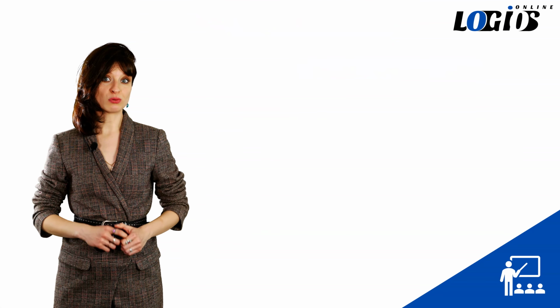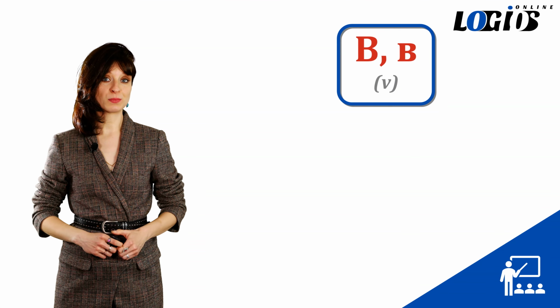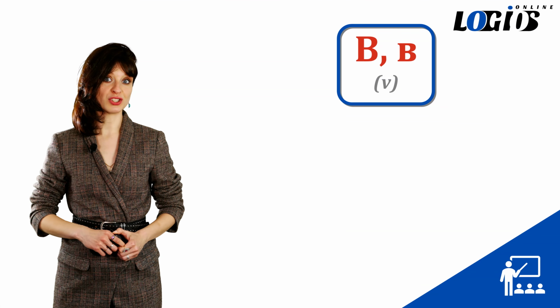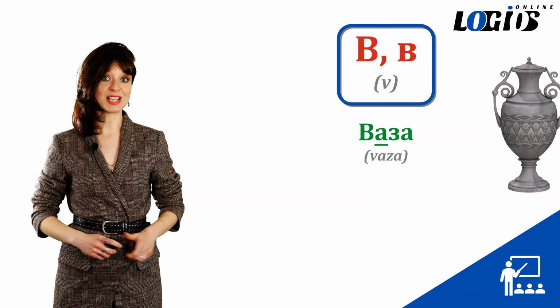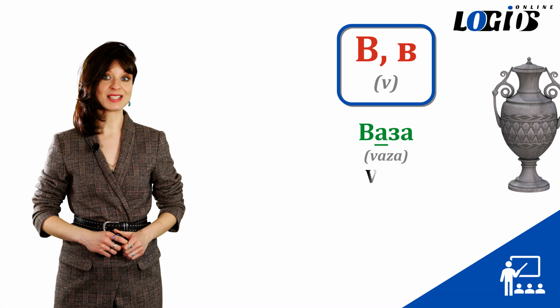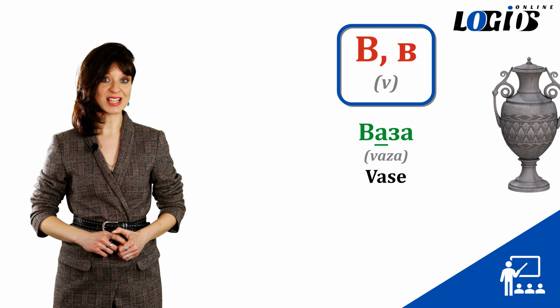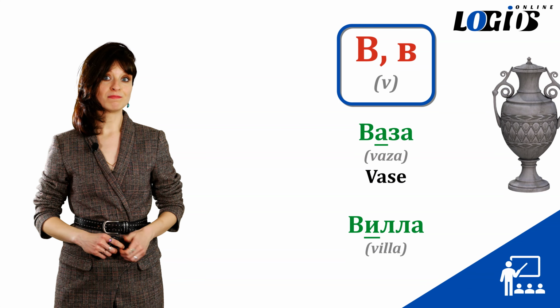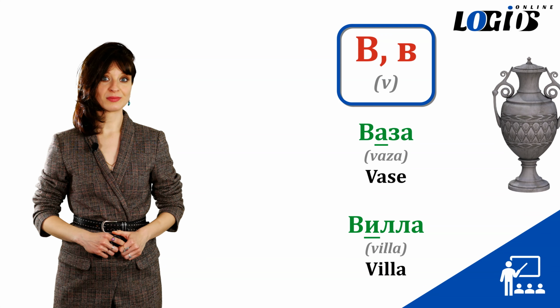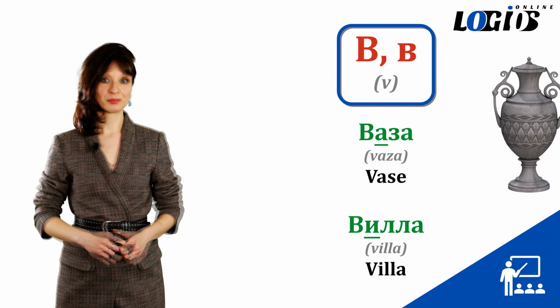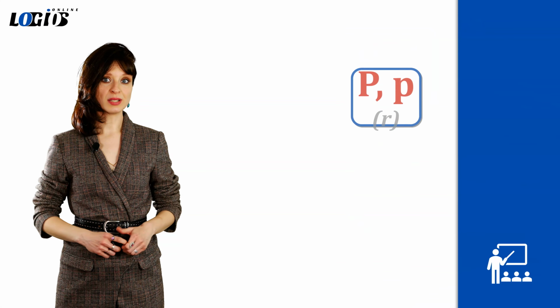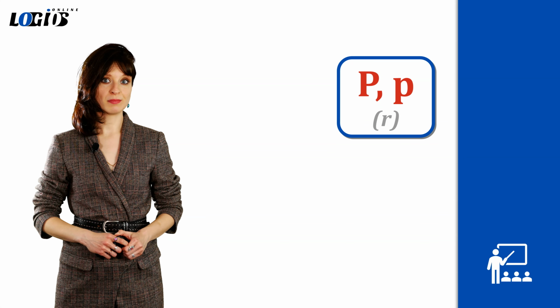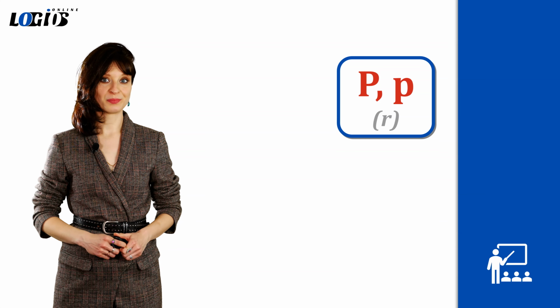This letter, which is written like an English B, is pronounced V in Russian. Vaza, a vase. Villa means a villa.